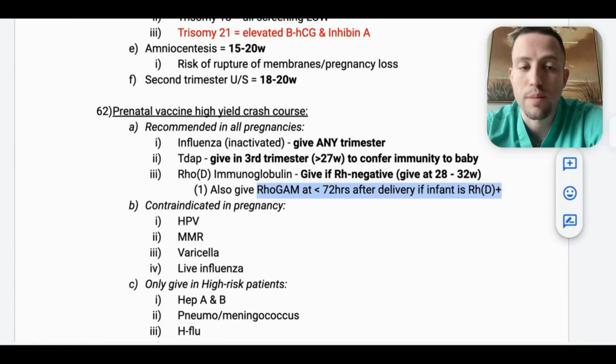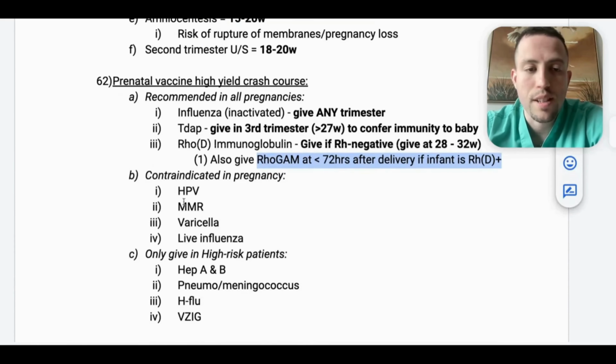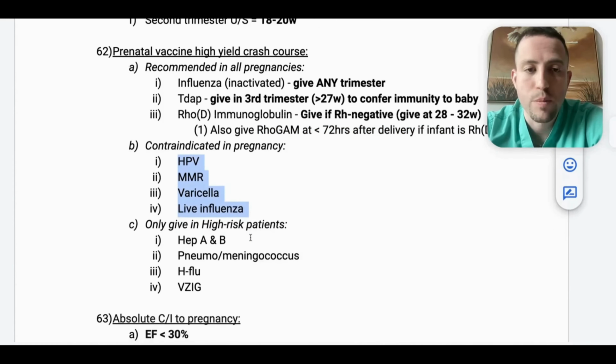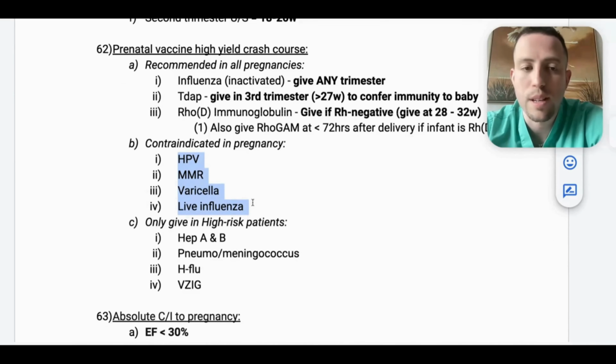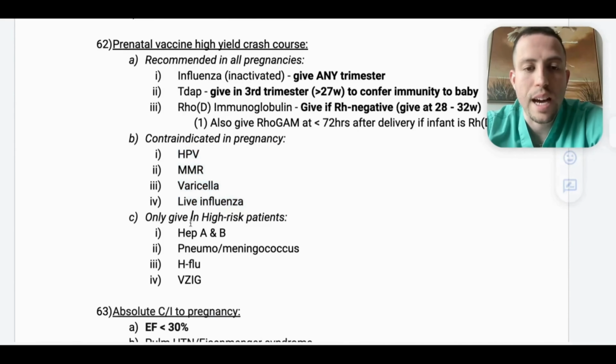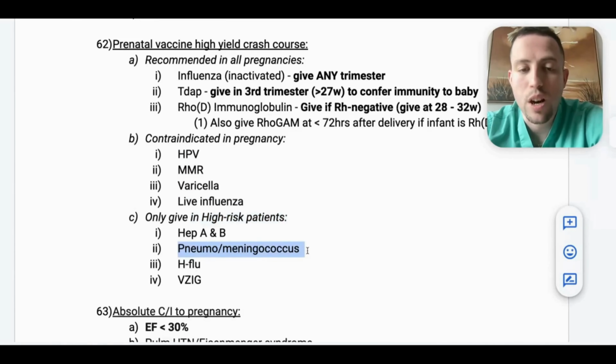The following vaccines are contraindicated in pregnancy: HPV, MMR, varicella, and live influenza. Remember, you just give the inactivated influenza. And you only give in high-risk patients the Hep A and Hep B vaccine, pneumonia and meningococcus vaccine, H flu, and VZIG.